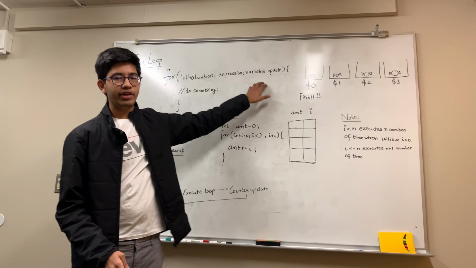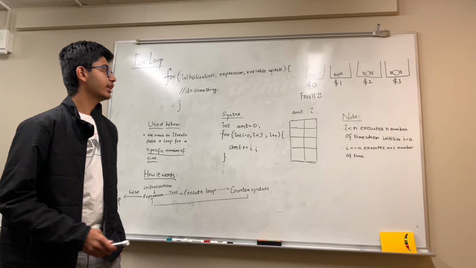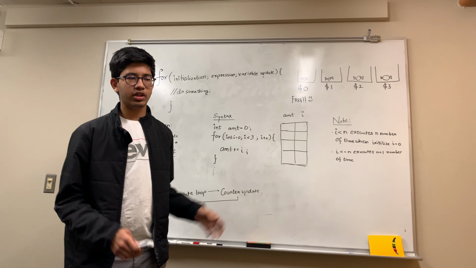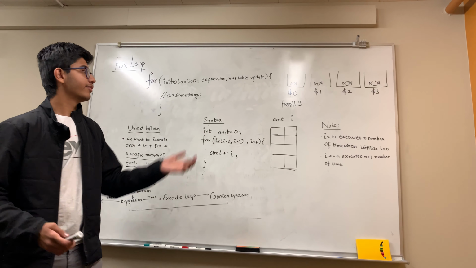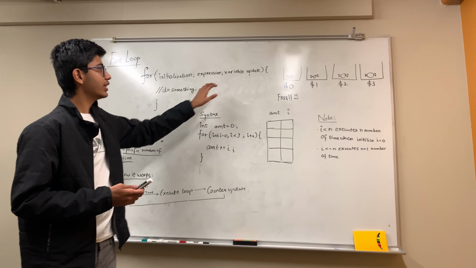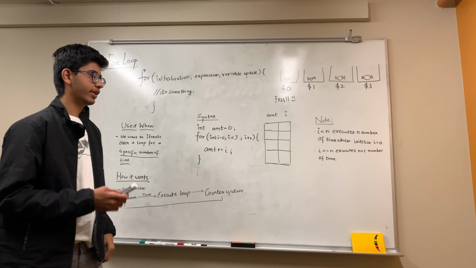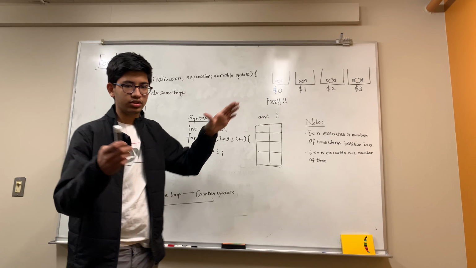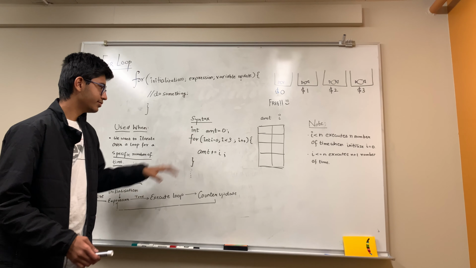And the third part being variable update, which is basically after you execute the for loop, you update the variable, because if you don't update the variable and if the expression is true, it's going to go into an infinite loop, right? So we update the variable according to the condition that's specified here. So let's just go into the example we just saw, but in C++ code.